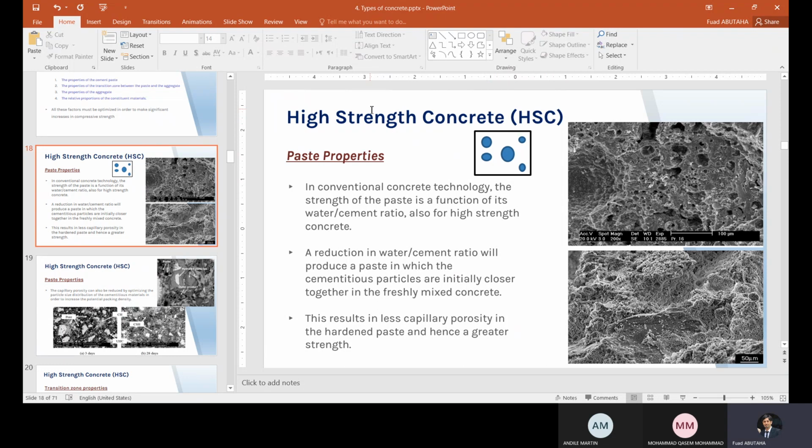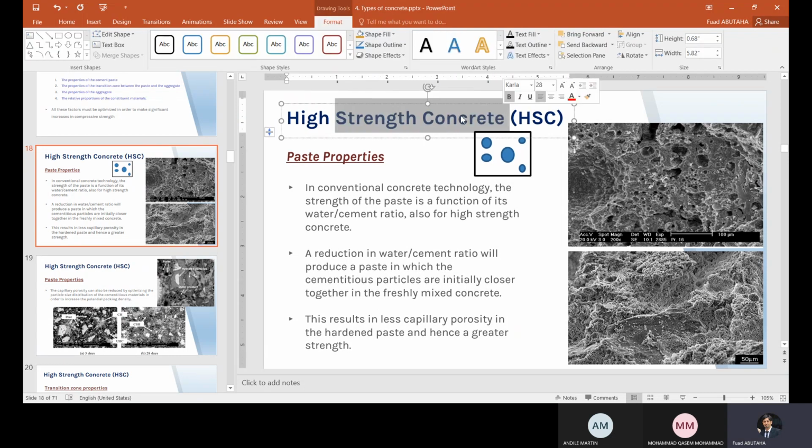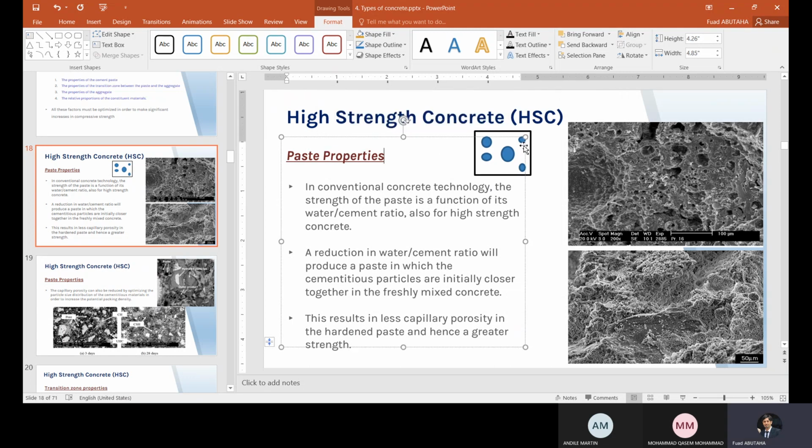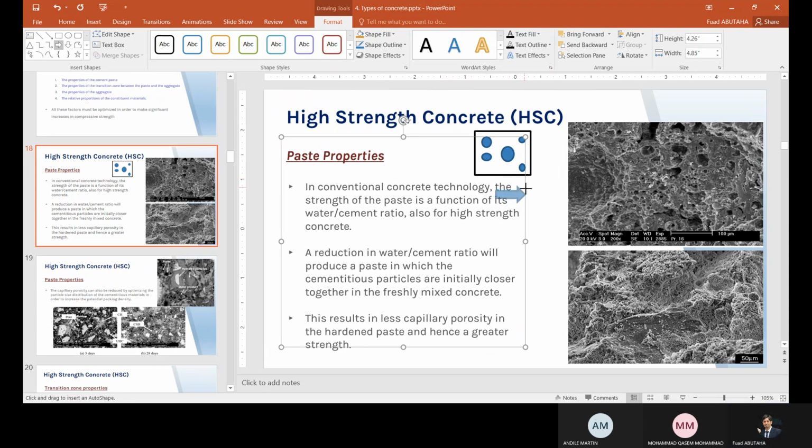High strength of concrete is related to its compressive strength. That must be high. How do we determine the compressive strength of concrete? We prepare a sample, a cube or cylinder of concrete, we put it inside the machine, and we start to apply load.